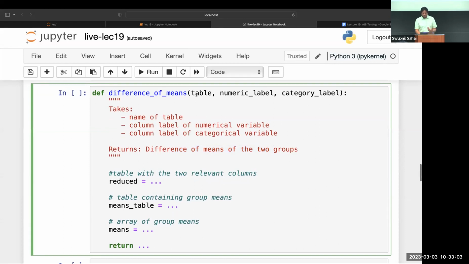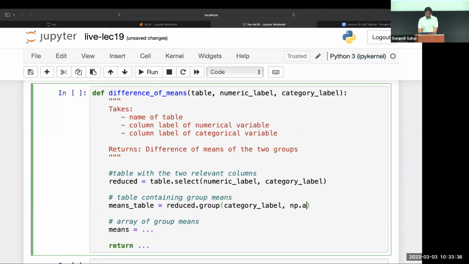And so if you were to start out with a brand new data set, then the first step is to just get the two columns that we care about. So we'll take table and do dot select, numeric label, category label. And then once we have just those two columns, we're going to create a table that has the means. So we can do this just like we did it above. We'll take just the table that has the two columns and then group them by the category label. And then make sure that we pass in np.average as a second argument. So that's going to go through the process of group my data by the two categories, and don't show me the counts, show me the average of whatever numerical quantity I have.